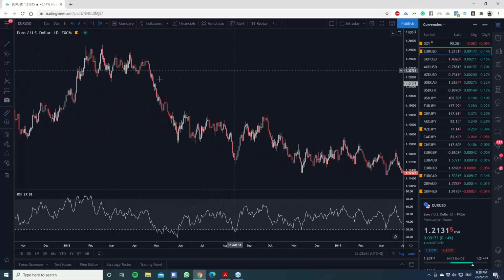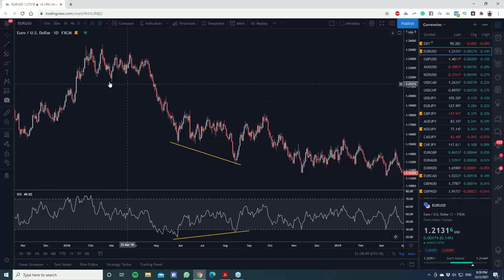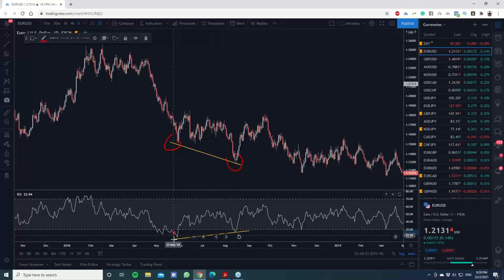So again, very quickly, I want you to be able to practice that on your own as well. You can see these are what we call regular divergence. Price is making a new low, but your RSI over here is actually making a new high. After price comes down, this is where the reversal happened. That's what we call regular divergence.